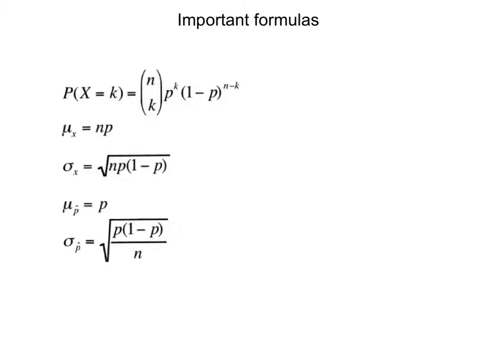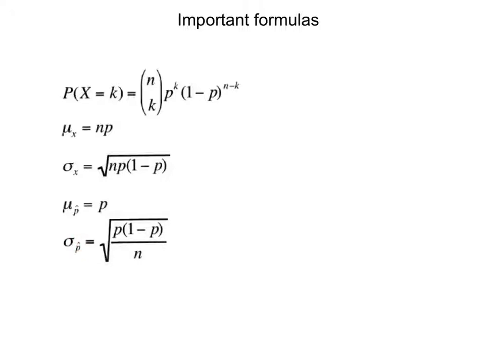And then here I thought I'd end with some important formulas to know. This is your binomial distribution. This is your mean, or your expected value, so it's going to be the number times the probability. This is the standard deviation. This is the mean of a proportion of a population, so it's just going to be p. And then this is the standard deviation when you're also using a proportion.